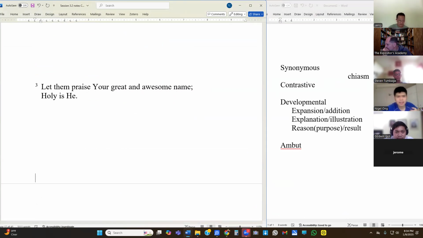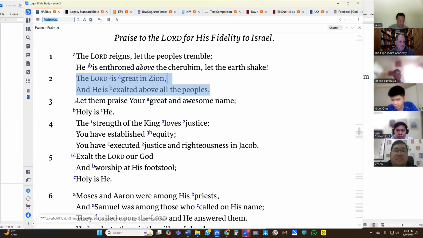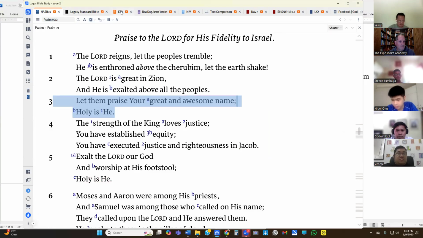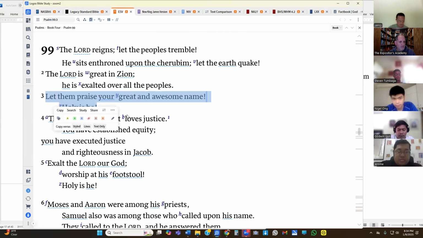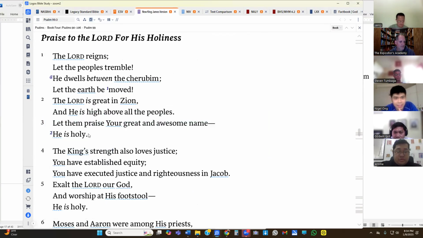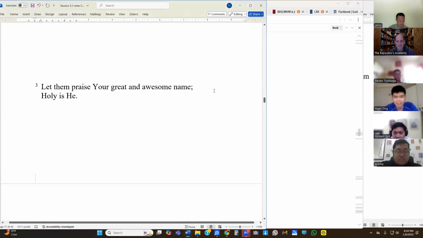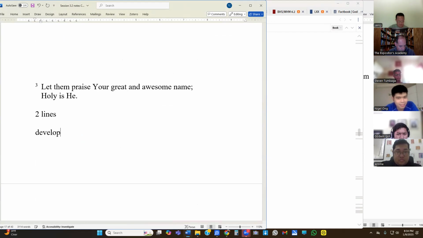Let them sing, let them praise your great and awesome name. Holy is he. Let me check the other translations, but the NASB has 2 lines. ESV also has 2. Yes. And yes, the New King James. Okay, so we're good there. All 2 lines. Right, so 2 lines. And then developmental expansion. Okay, developmental expansion.